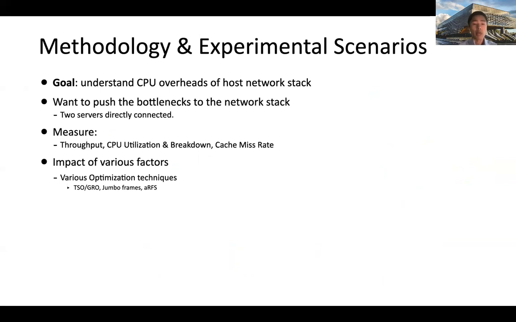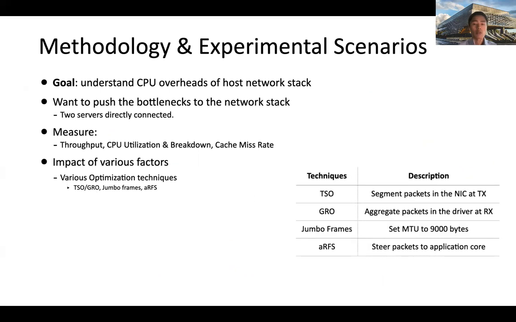We evaluate the impact of various factors, starting with various optimization techniques like TSO, GRO, jumbo frames, and ARFS. TSO and GRO are the well-known offload techniques for splitting and coalescing data, respectively. Jumbo frames use a 9,000 byte MTU size. Lastly, ARFS steers the incoming packets to the core where the corresponding application is running, so that the cache performance can be improved.